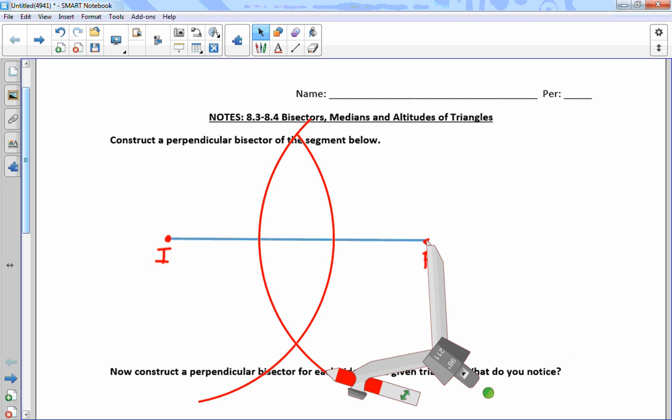Those arcs should intersect twice. If the arcs don't touch at all, that means you didn't expand your compass wide enough. You didn't go more than halfway. They should cross twice. And then you take the ruler, line up where those two intersect. Line up your ruler where they intersect. Well, you need both, because you don't actually know what touches there. You need both the top and the bottom intersections.